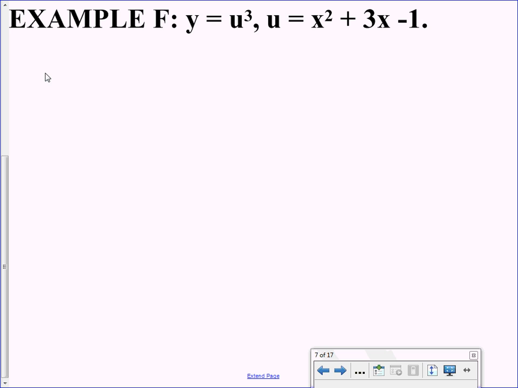In F, we're given y equals u cubed, u equals x squared plus 3x minus 1, and we want to find dy dx.